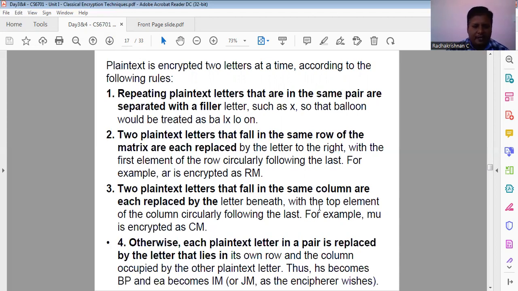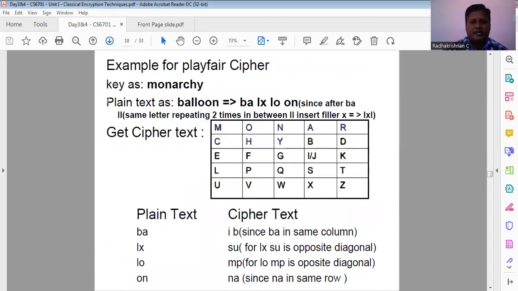Next, the fourth point. Otherwise, each plain text letter in a pair is replaced by the letter that lies in its own row and the column occupied by the other plain text letter. We will just give the example.